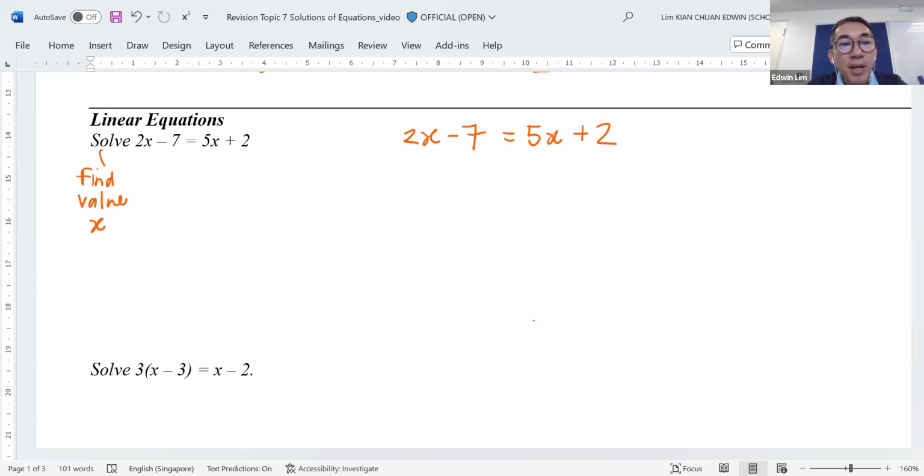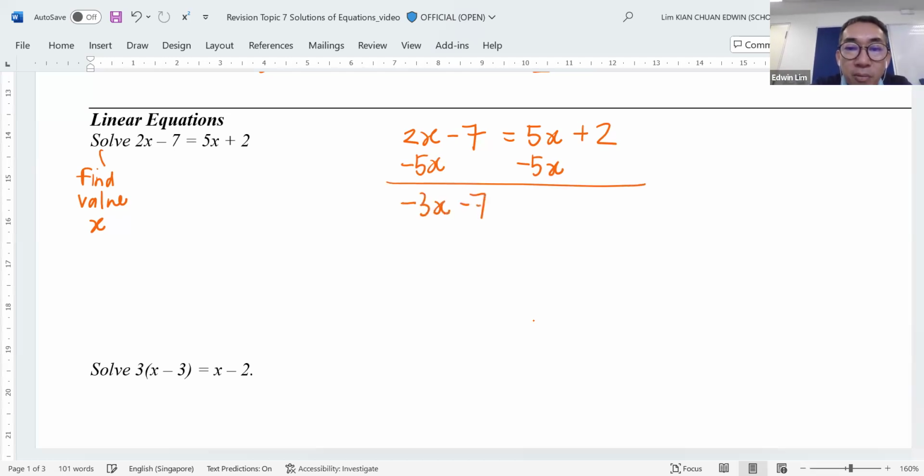I want to make sure that my x is at the left-hand side. All right, so I can just write now 2x minus 7 equals 5x plus 2. I want to make sure my x is at the left-hand side. So I will just minus 5x here. All right. So since I minus 5x, I will minus 5x here as well. So 2 minus 5, I get negative 3x minus 7 equals 0x plus 2.